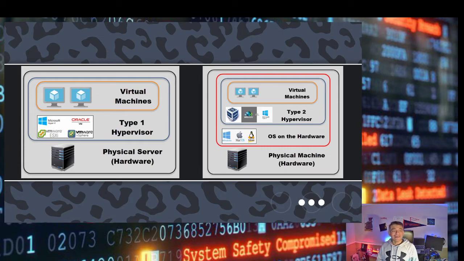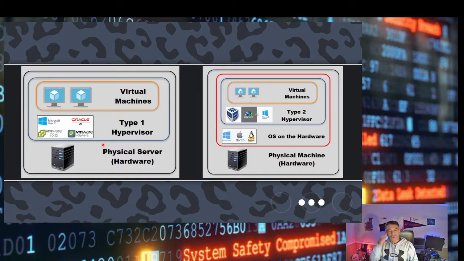So this is an excellent graphic of hypervisors, and there are two. We are going to talk about type 1 hypervisor on the left and type 2 hypervisors on the right. So let's talk about the one on the left, the type 1 hypervisor. That is a type of hypervisor that is installed on the physical server, on the hardware.